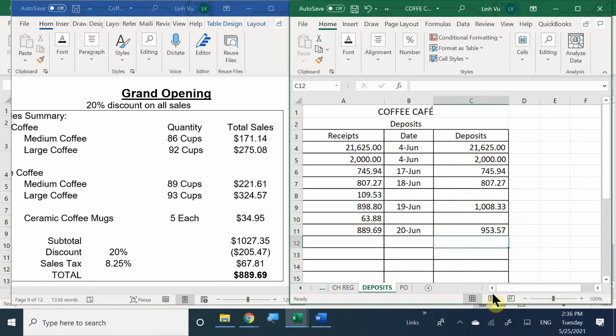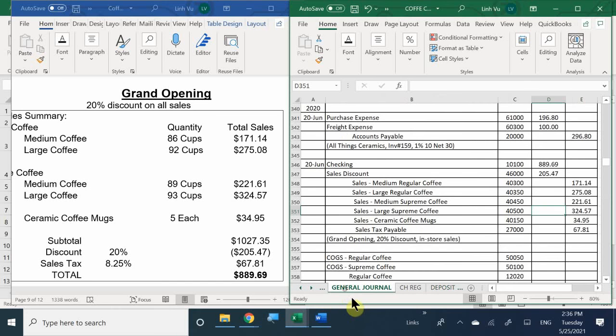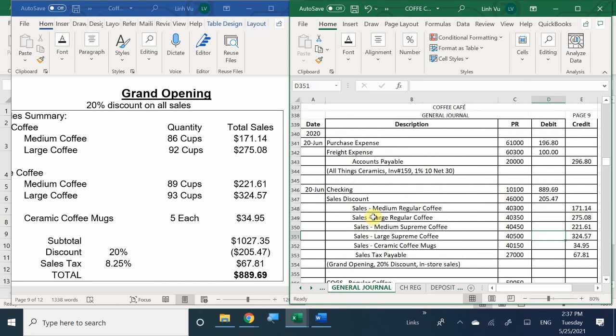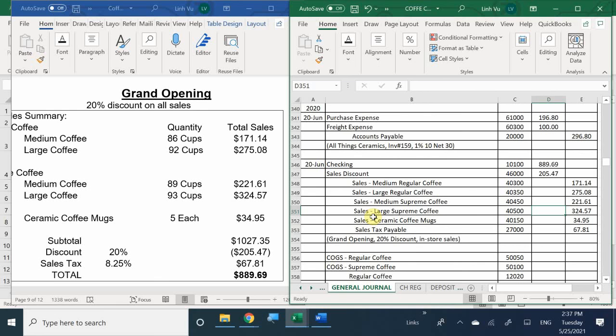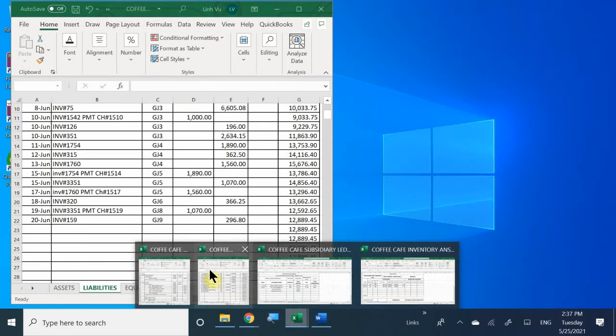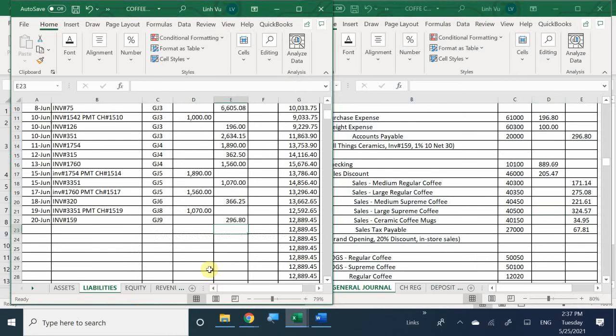Seeing we got that done. Go to our, sorry, I'm trying to find the worksheet. General ledger. General ledger, good. Liabilities. Go to our checking.